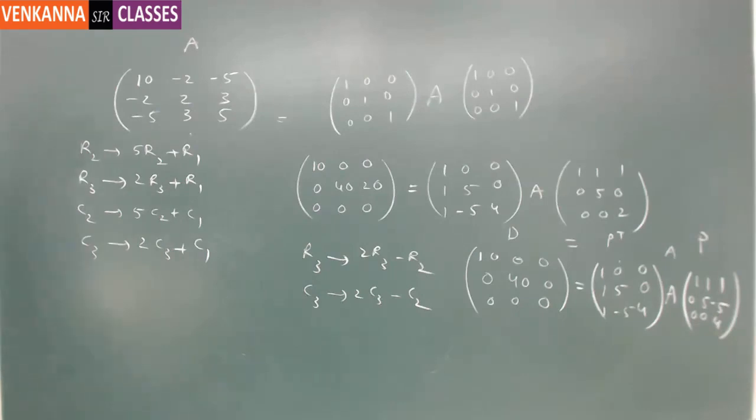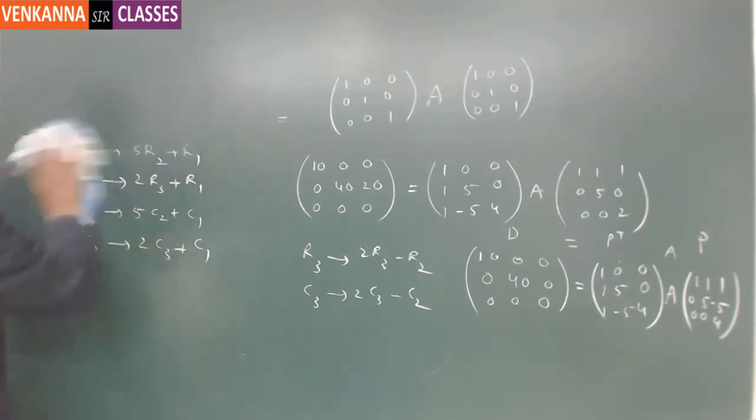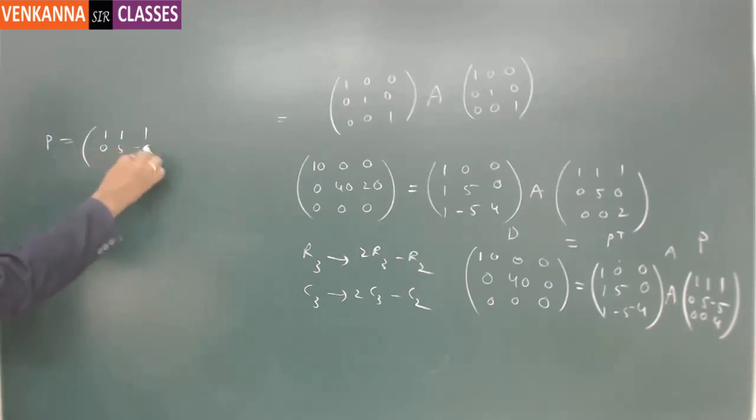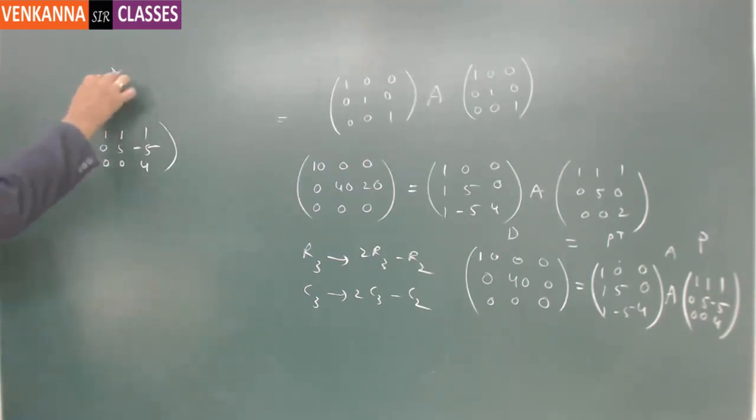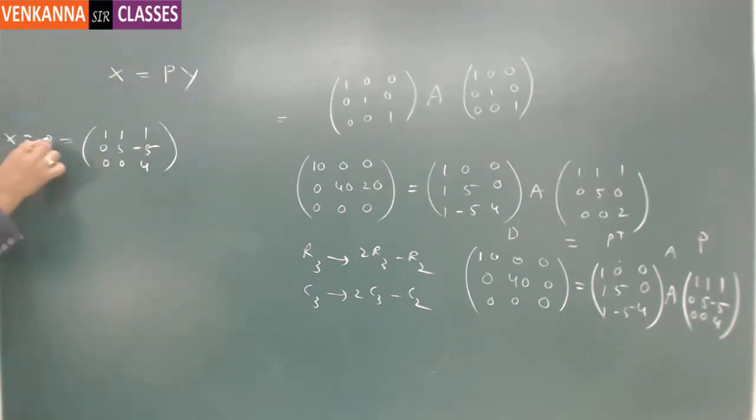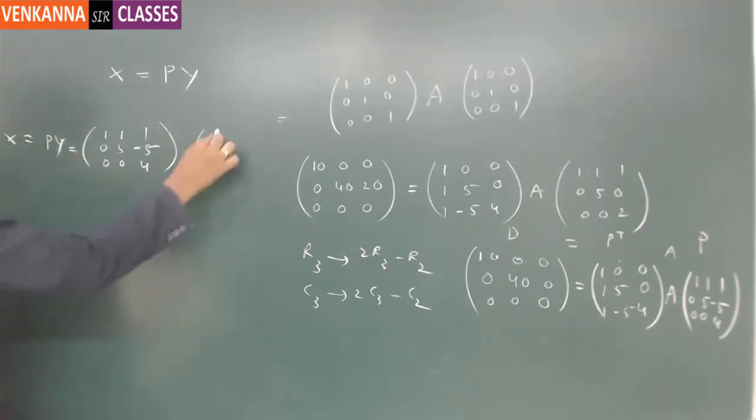So from this, you will get the matrix as P is equal to 1 1 1, 0 5 minus 5, and 0 0 4. In other words, you are going to have a lower triangular matrix as well as upper triangular matrix. However, if the transformation is asked for you, then the formula is x is equal to p into y.